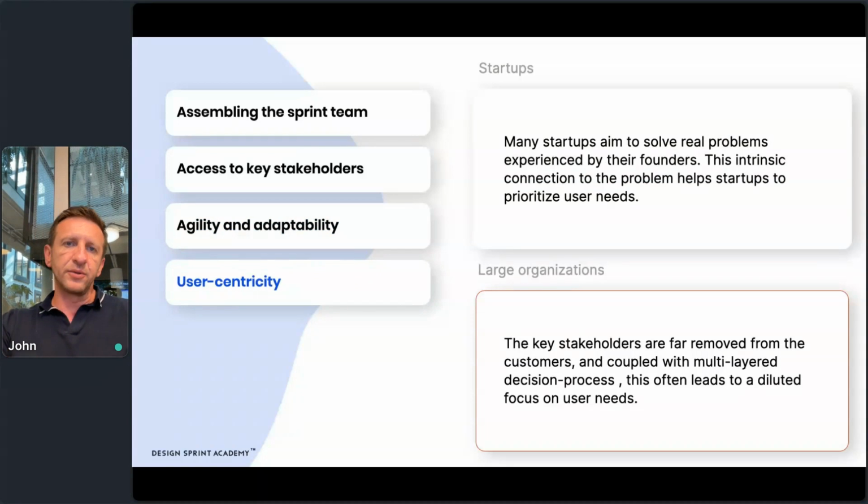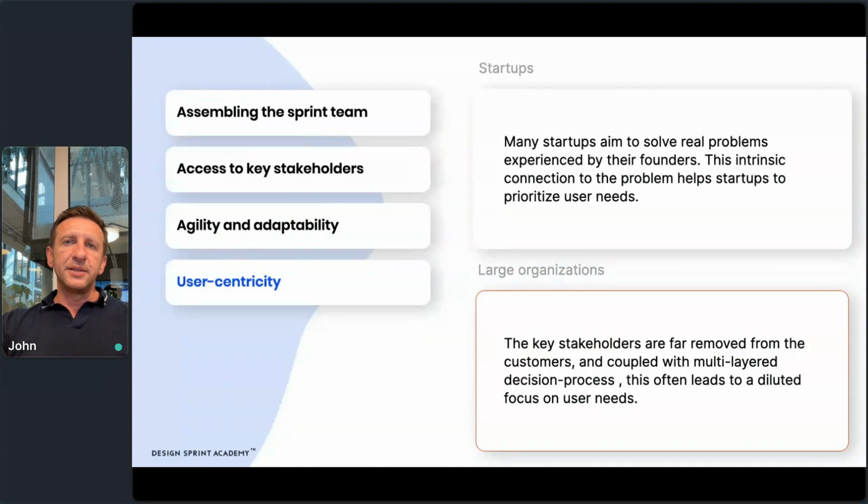If we think about it, most or many startups aim to solve real customer problems because in most cases, they have been experienced by the founding team. Now, you would say that they are closer to the user needs, and they will prioritize these user needs in their decision making. I'm not saying every startup in the world does this, but that's the majority of them, let's say.